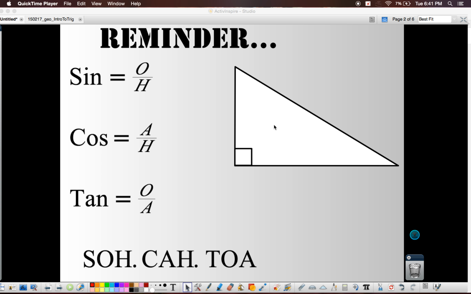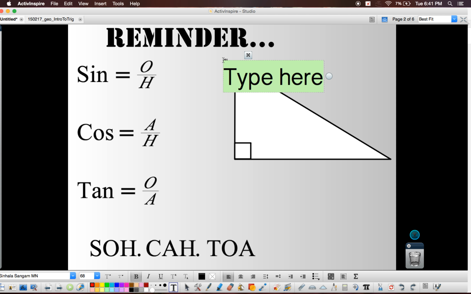Alright, so say I have this right triangle here, and I'm going to label it. I'm going to call this A. I'm going to call this B. And this is going to be C. So I have this right triangle, ABC. Alright, now say I wanted to look at angle A, right? Angle A is my focus angle. That's what I'm trying to look at, alright?